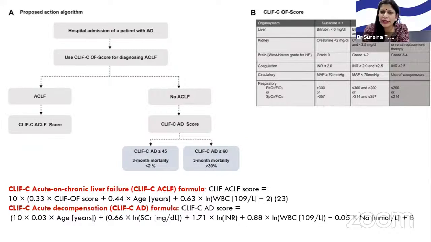And what can you find as the correlation between CTP and MELD? CTP class Child's A correlates with what? A MELD score of less than 10. B, 10 to 14. C, more than 15. That brings us to the next question.